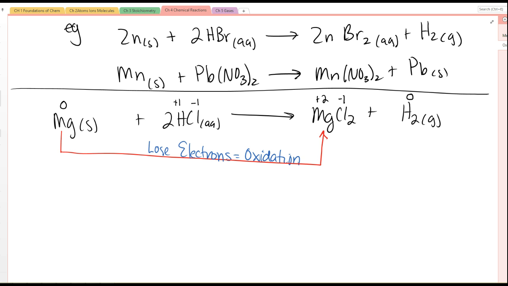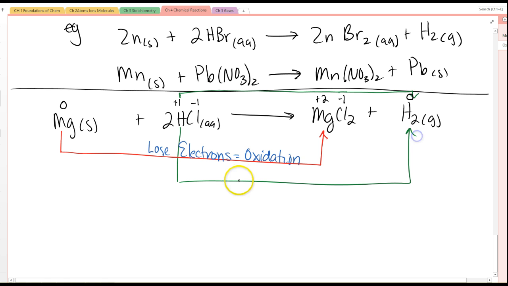Then we can look at hydrogen. Hydrogen goes from a +1 oxidation state to a 0 oxidation state. And to go from +1 to 0, you have to gain electrons, which is reduction. Okay, chlorine, you'll notice, goes from -1 to -1. It's your spectator ion. Nothing happened there.